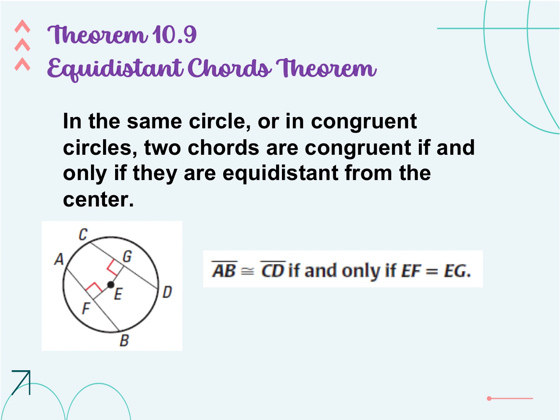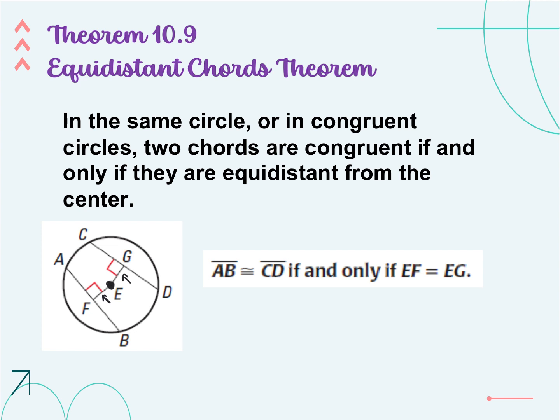So in the same circle or in congruent circles, two chords are congruent if and only if they are equidistant from the center. So another way you can figure out if the chords are congruent is if you have the center of the circle and you have a line right here and a line right here, that they're both perpendicular and they are the same distance from the center.